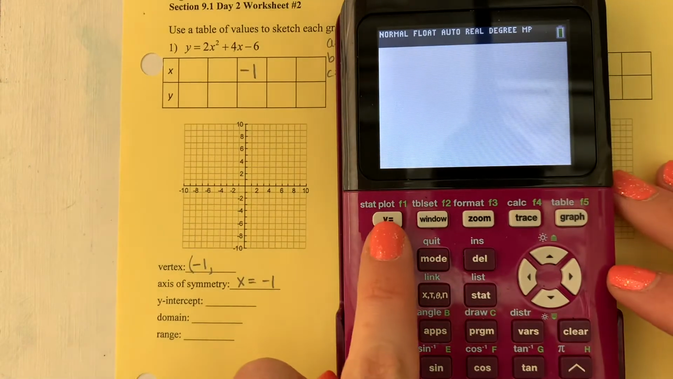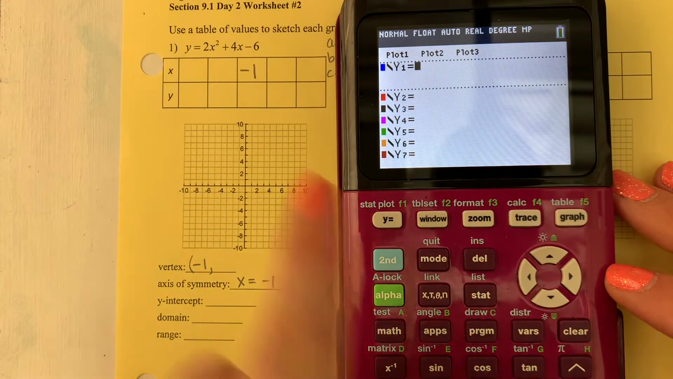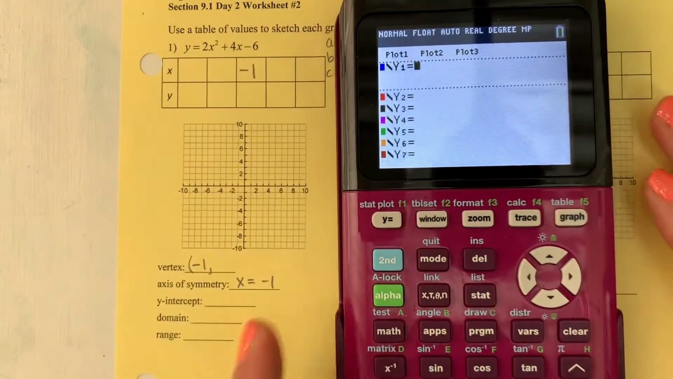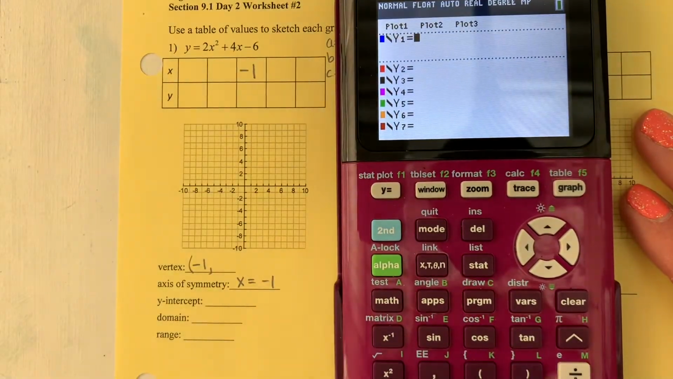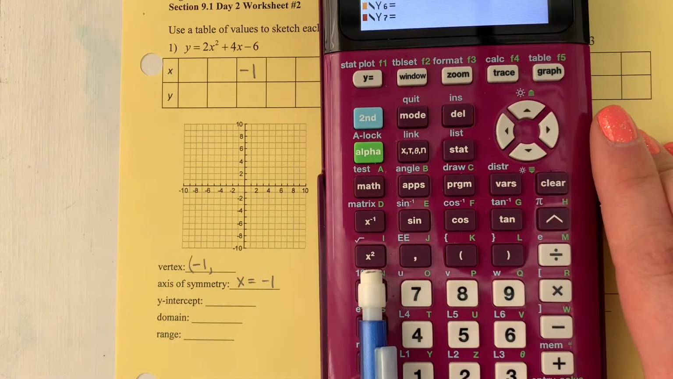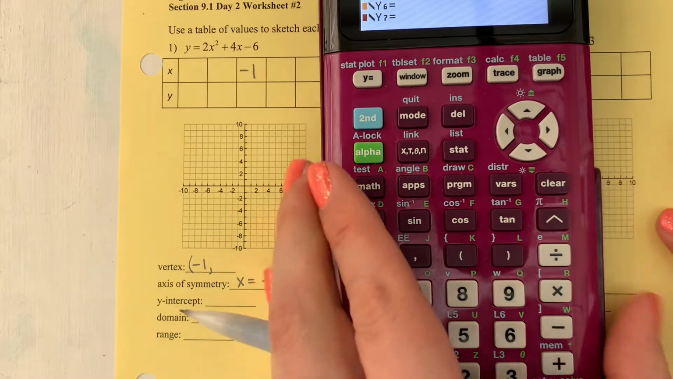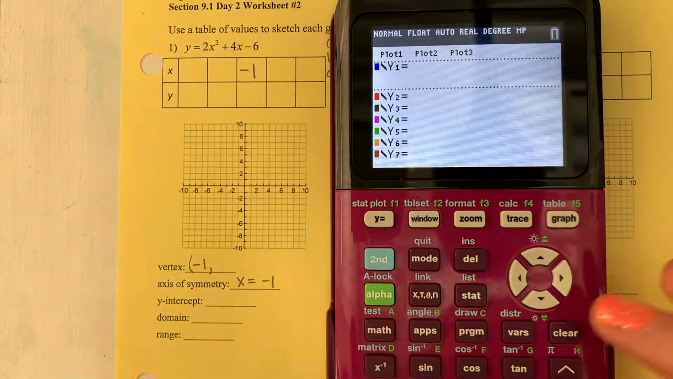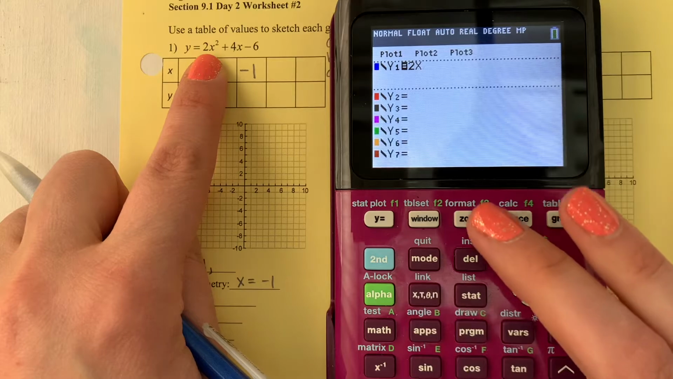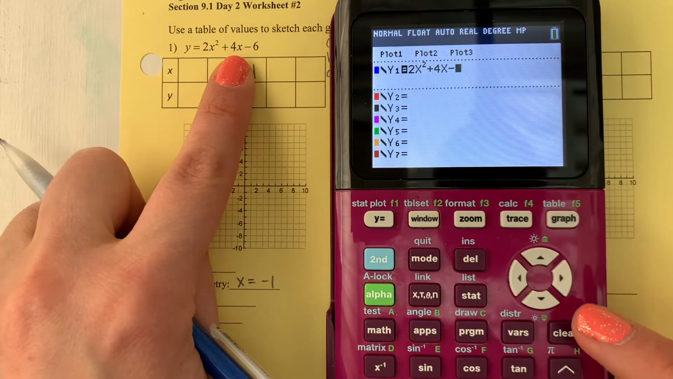So we go to our y equals first, clear out anything that's already in there, and we can type in the equation. Keep in mind your squared key is going to be right there, and your x key is this button right here. So I'm going to go ahead and type 2x squared plus 4x minus 6.